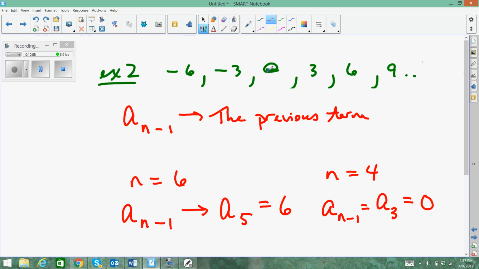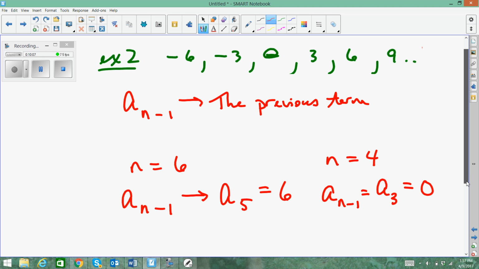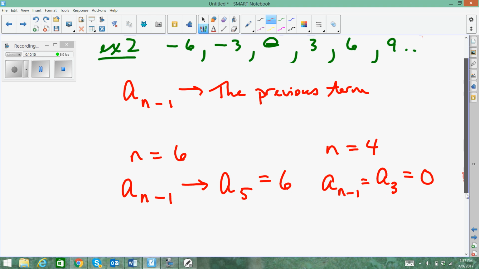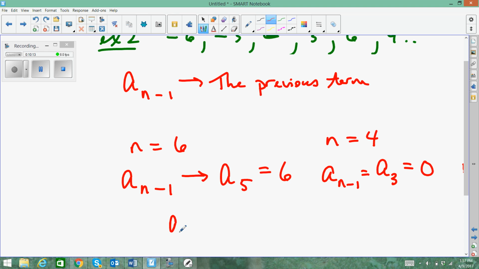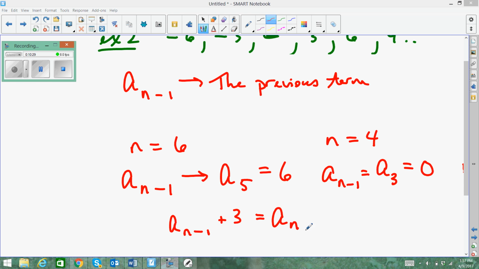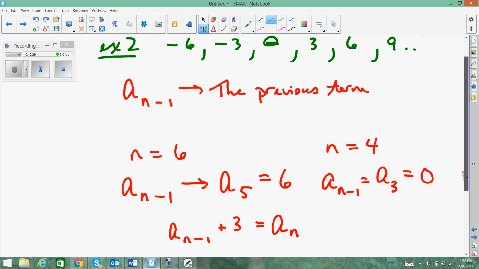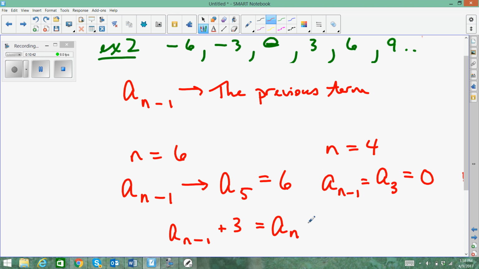So what are we doing to each previous term here? Well, you're just adding 3. So in this case, our rule would be a sub n minus 1 plus 3 is equal to a sub n. So if we want the 5th term, we find the 4th term, and we add 3. So that you can see it up here. Okay, this is what's called a recursive formula.